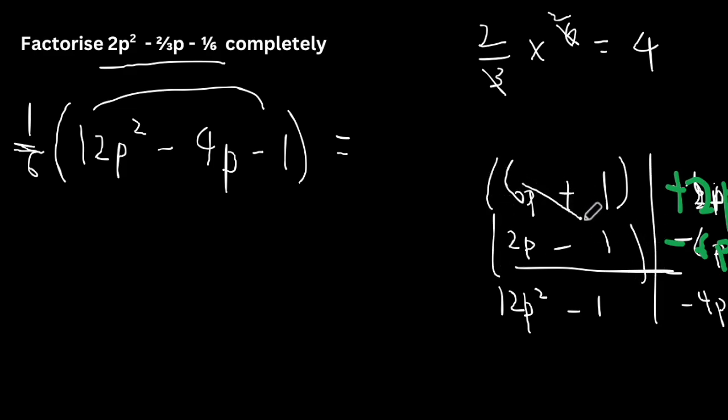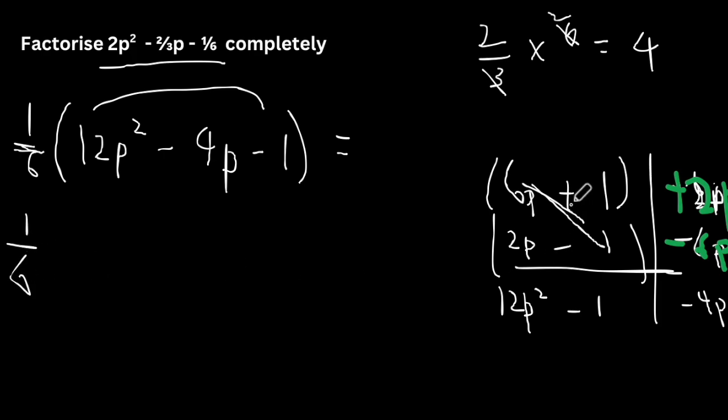So you multiply it this way. 6 times negative 1 gives me negative 6. 2p times plus 1 gives me plus 2p. And since the plus is here, the plus comes here. The minus is here, the minus comes here. So this is the answer.